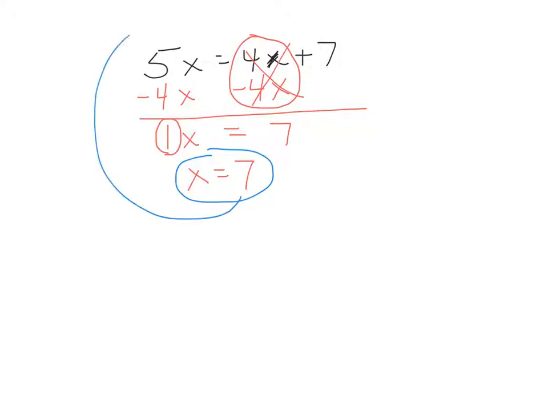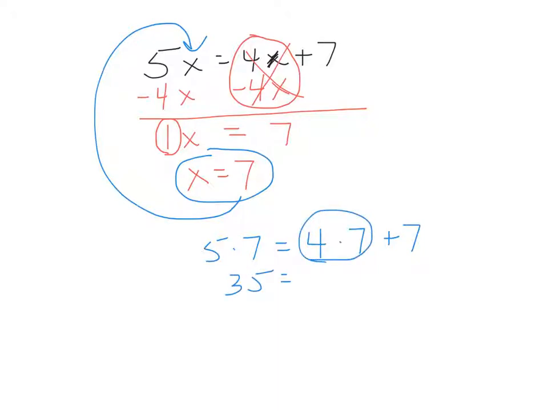So if x is equal to 7, I have 5 times 7 on that left-hand side is equal to 4 times 7 plus 7 on the right-hand side. 5 times 7 is 35, 4 times 7 is 28, and 28 plus 7 does give me 35, so this does check.